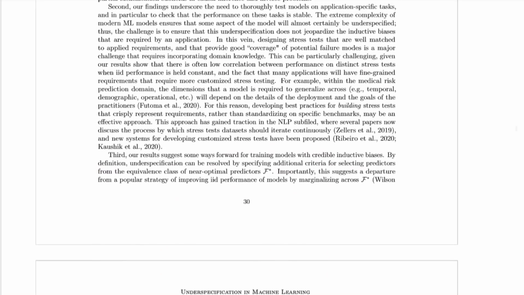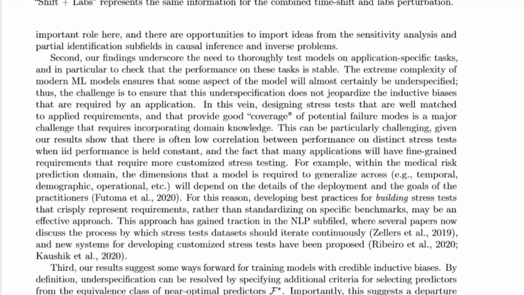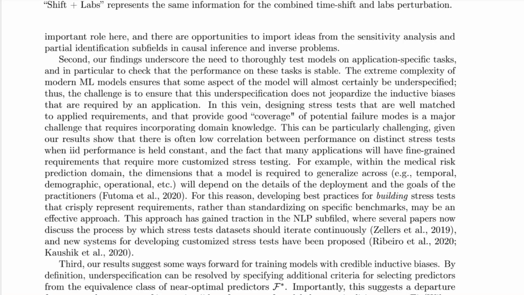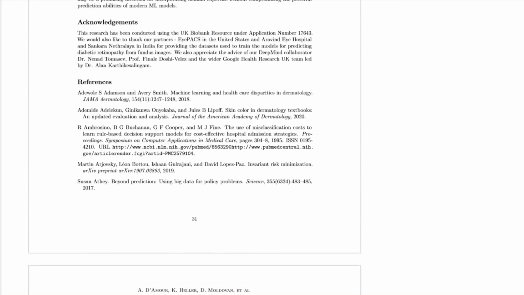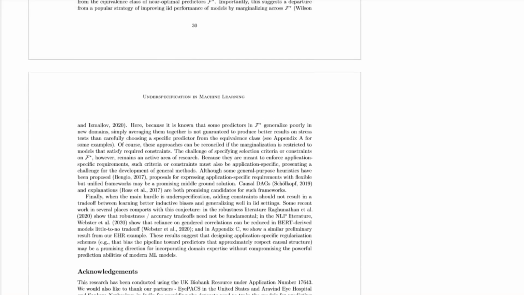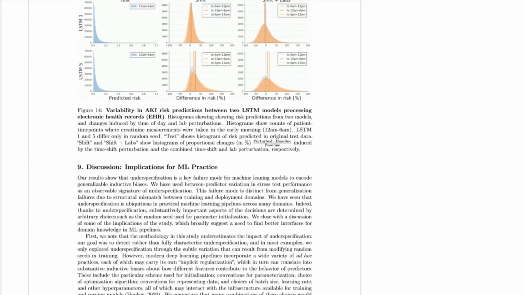So their discussion at the end, I think, is kind of weak, because what they say is our findings underscore the need to thoroughly test models on application-specific tasks, and in particular to check that the performance on these tasks is stable. I mean, I fully agree with that, right? If you deploy your model into some sort of real-world application, please test whether it actually works in that real-world application. But it seems to me that it's not fully a solution to the problem, because as we saw in the epidemiology paper, that sometimes just isn't possible.